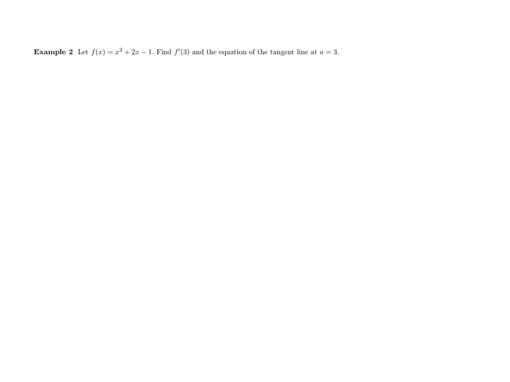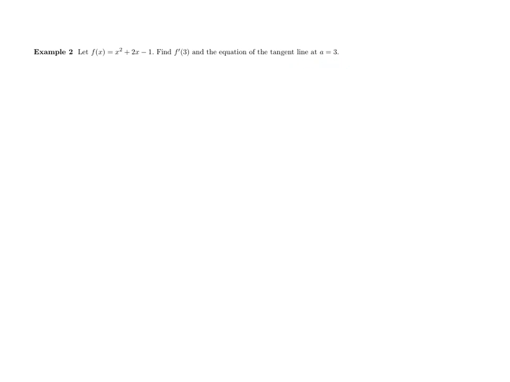In example 2, let's look at a more complicated function. f of x is equal to x squared plus 2x minus 1. I want to do two things. I want to find f prime of 3. That's the slope of the tangent line at 3 on this function. But then I also would like to find the equation of this tangent line at 3.